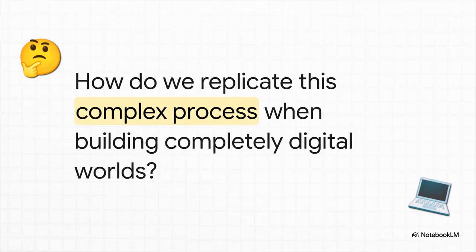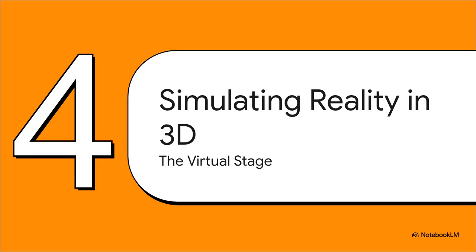Okay, let's take a quick breather. We've spent this whole time talking about how physical lenses and microscopic sensors capture real-world light. But I want to throw a curveball at you. What if the camera doesn't actually exist? How do we replicate this insanely complex physical process when we are building completely digital virtual worlds from scratch? That brings us to part 4, simulating reality in 3D. Welcome to the virtual stage.